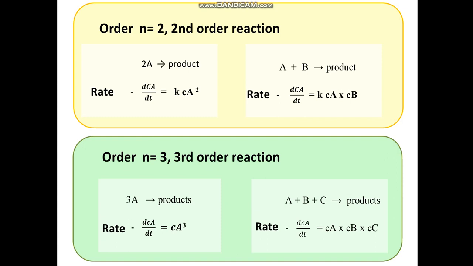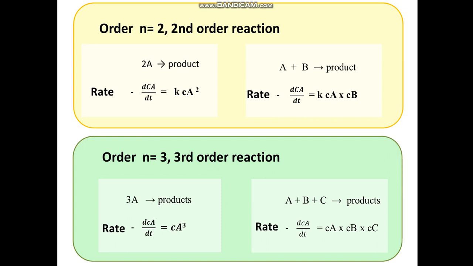Then for three different species, molecules A, B and C, we can write A plus B plus C giving products. The differential rate expression is minus dCA by dt is equal to K into CA into CB into CC. Here also an error occurs, so please read it as minus dCA by dt is equal to K into CA into CB into CC. That is the differential rate expression.